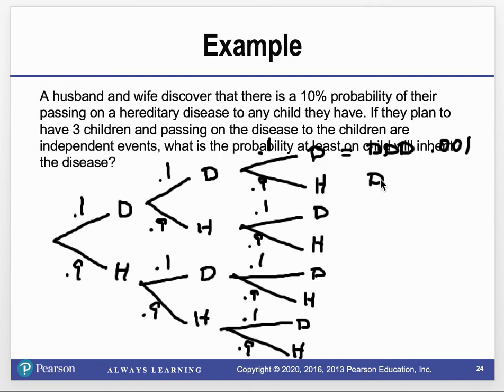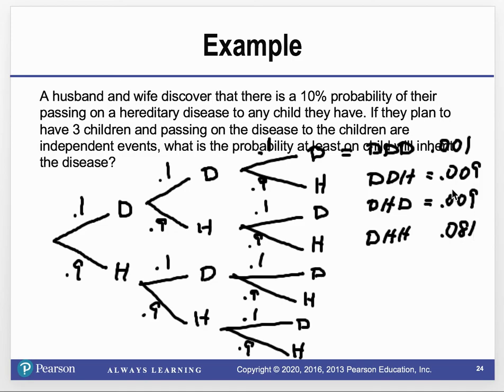Here we've got the first two have it, but then they have a healthy third child. Okay, 0.1, 0.1, 0.9, so 0.009. Here, the first and the third have it, but the middle one's healthy. So same, 0.009. Here, only the first has it, and then they have two healthy kiddos. So 0.1, 0.9, 0.9, 0.081.